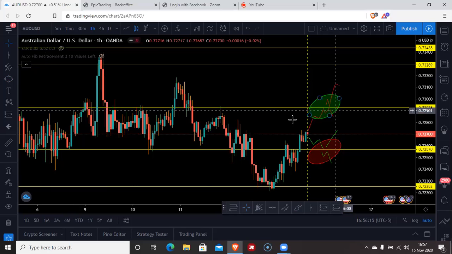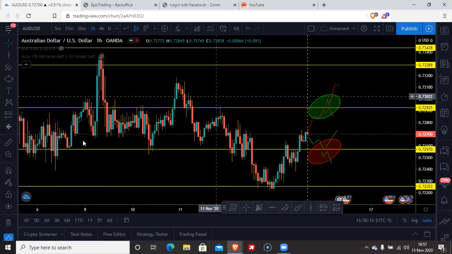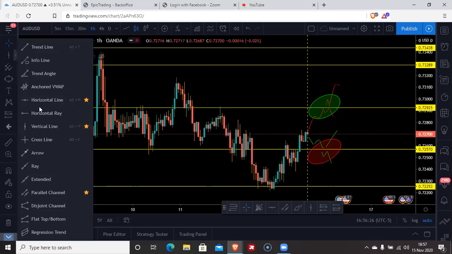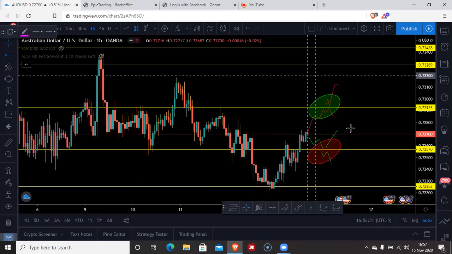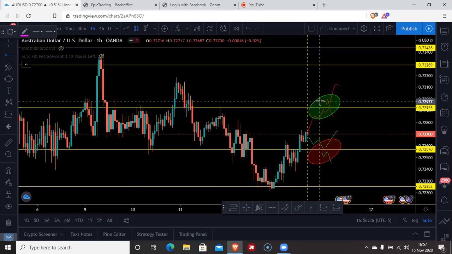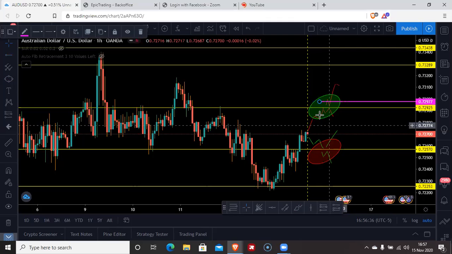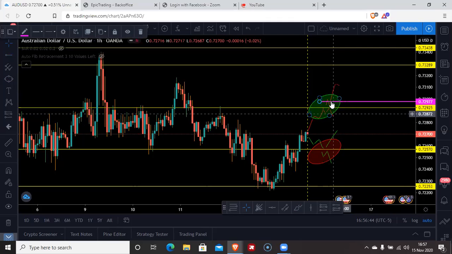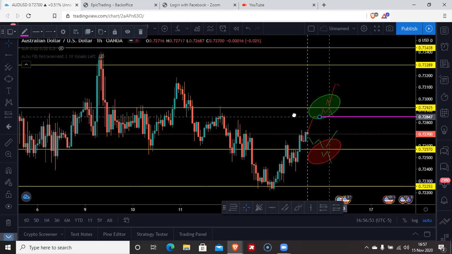Of course, say for example, let me get my horizontal brush. Say if it was to go up here and break, I would put my stop loss above this zone. Vice versa, if it was a retest and go down, I would put it below that zone, wherever that wick is at. So, like for example, I'm going to go over here with it.